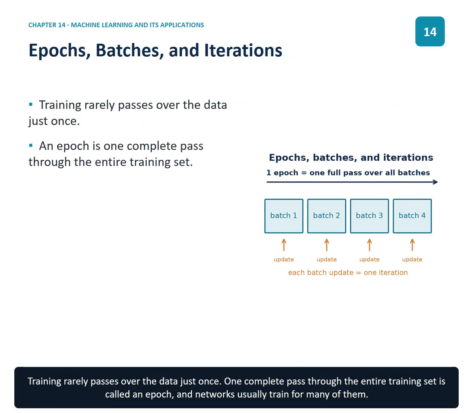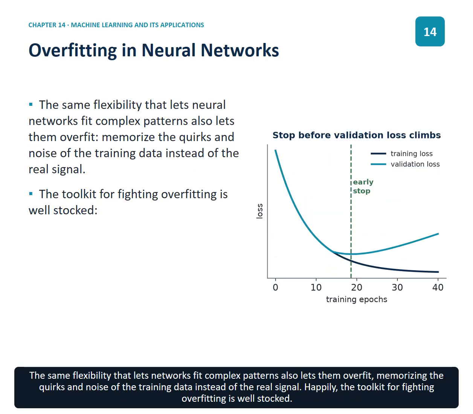Training rarely passes over the data just once. One complete pass through the entire training set is called an epoch, and networks usually train for many of them. The same flexibility that lets networks fit complex patterns also lets them overfit, memorizing the quirks and noise of the training data instead of the real signal.